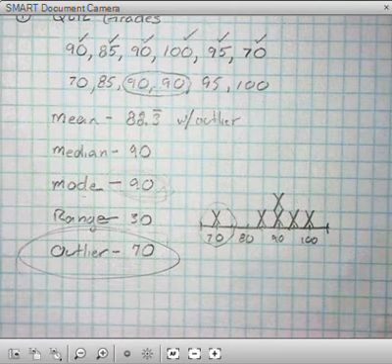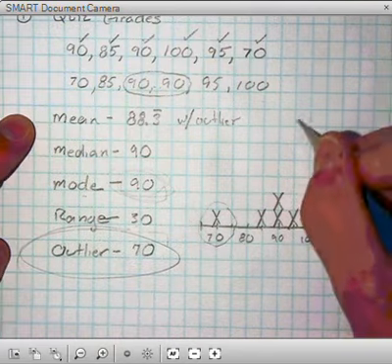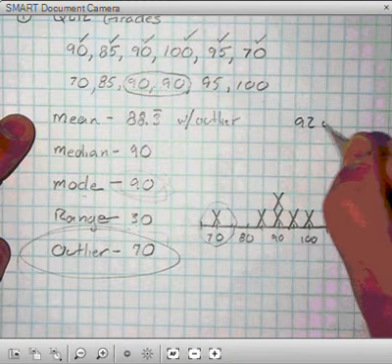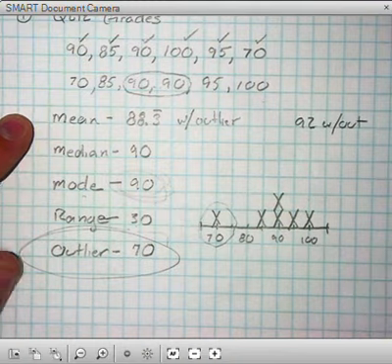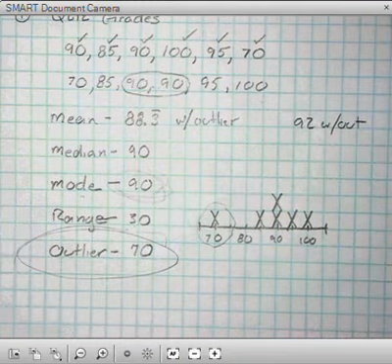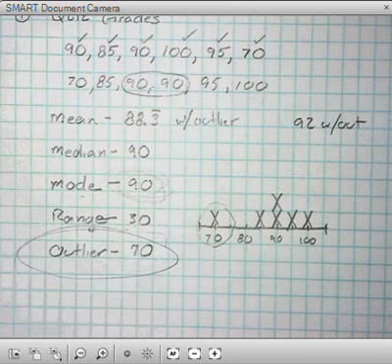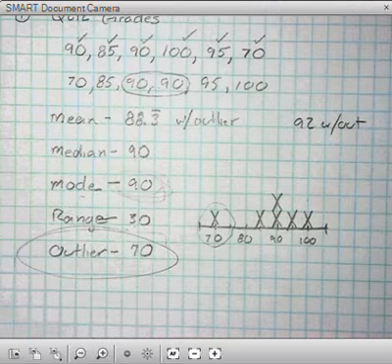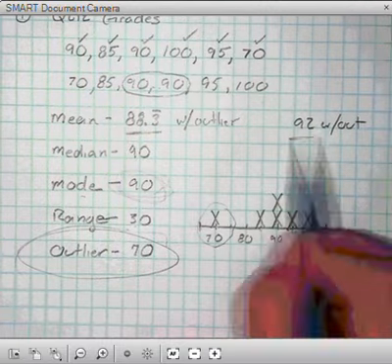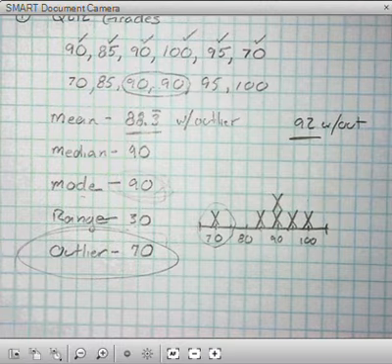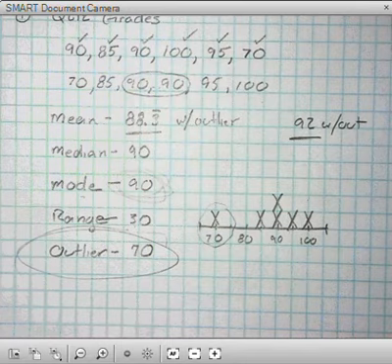Maggie? So it's a 92 without the outlier. Which one, now, if these were your quiz grades or if they were a friend's quiz grade, which of these numbers do you think is really a more accurate representation of what they know? 92.